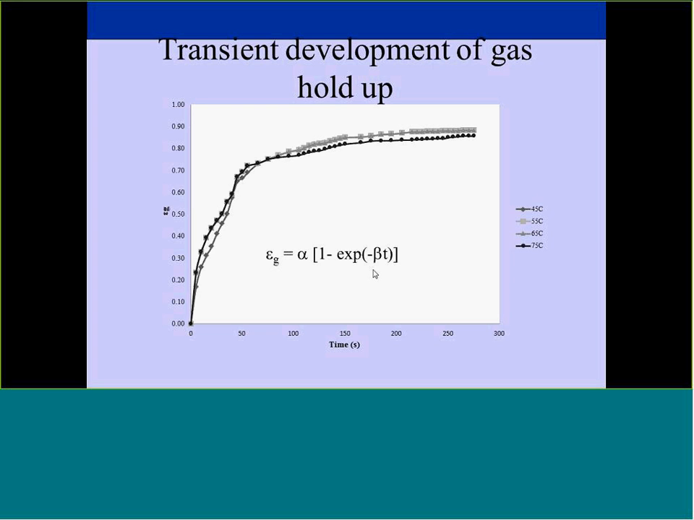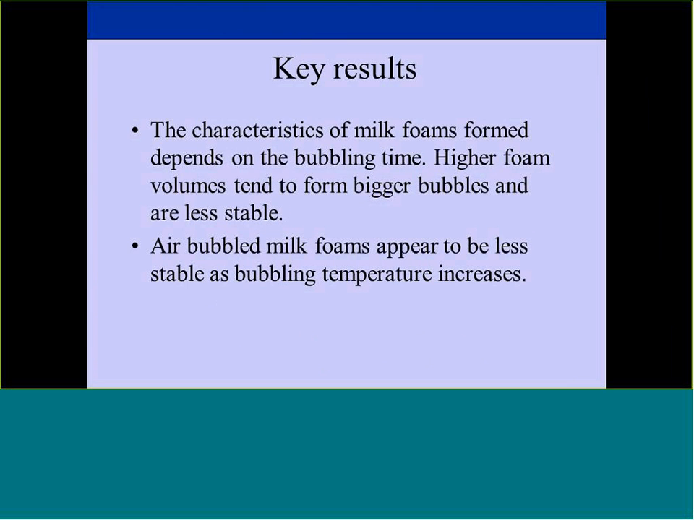So here, the characteristics of milk foams actually depend on the bubbling time. With higher foam times, they tend to form big bubbles, and they also form less stable foams. So we don't want big bubbles in the foam. We want relatively small bubbles. At the same time, we also want uniform sized bubbles. If the variation in bubble size is very high, or the standard deviation is very high, then these bubbles start coalescing, and that also makes the foam unstable. So ideally, you want small bubbles, but uniform sized bubbles.